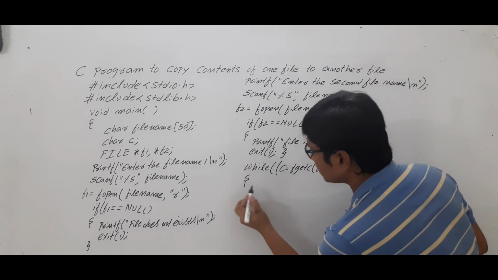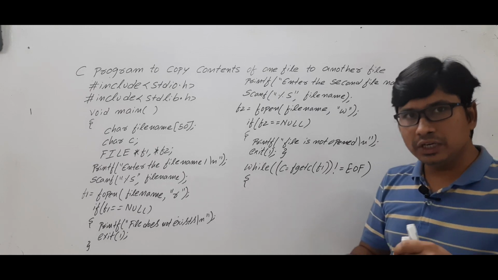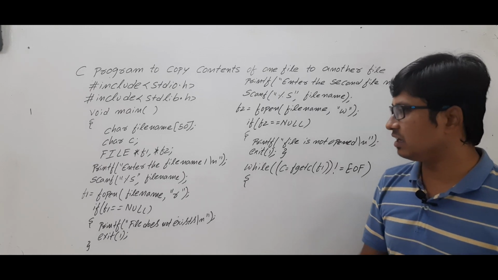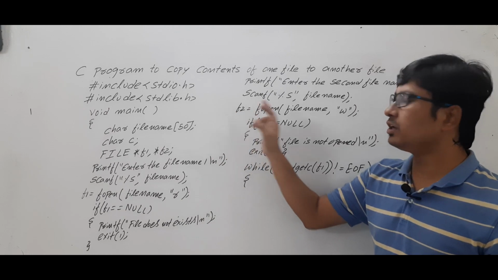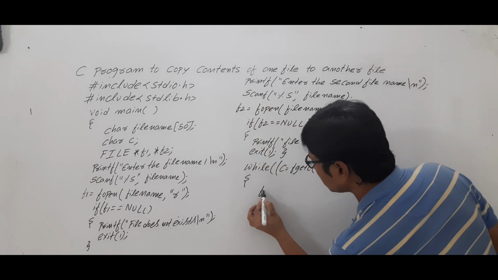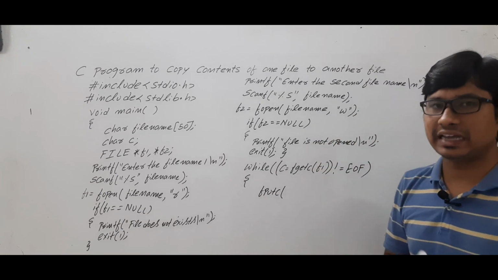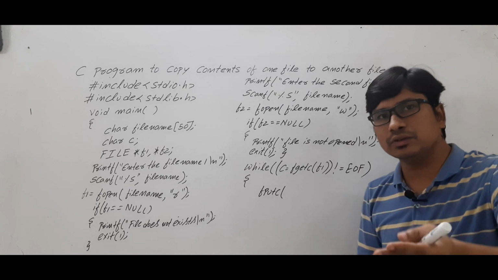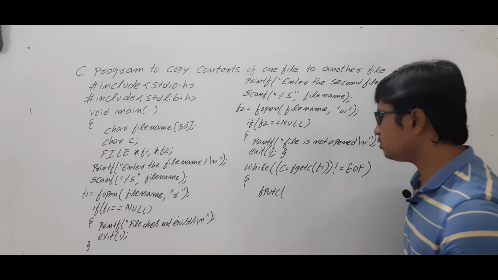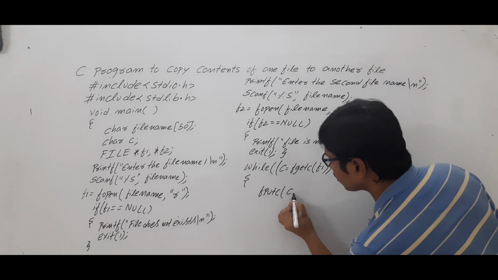Once you have read the character and it is there in the variable called c, you need to copy it into the another file, which is pointed to by f2. So you have to use the fputc function. putc is nothing but putting a character, and f is into a file.